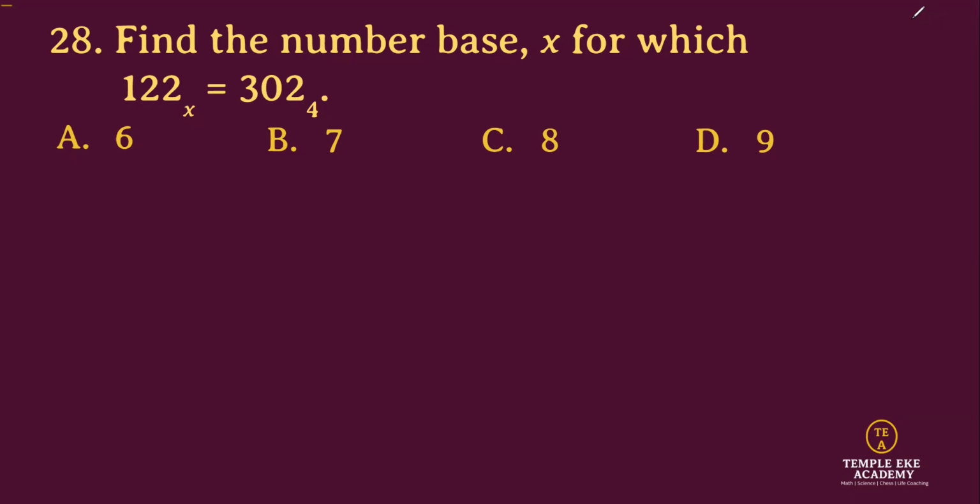We're required to find the number base x for which this equation is true: 122 base x equals 302 base 4. So the strategy is to convert both sides of the equation to base 10, and solve the resulting equation. So let's get straight into the solution. Let's go.